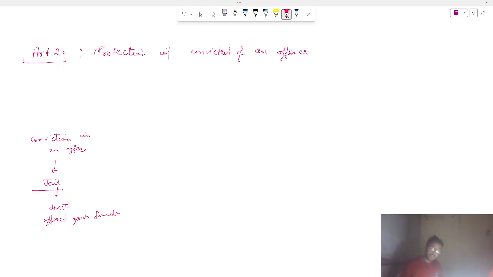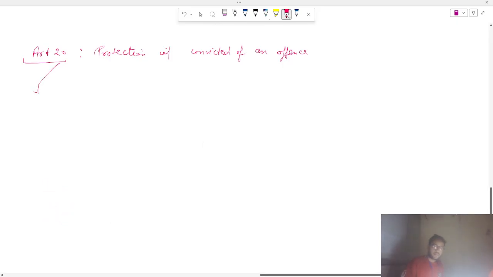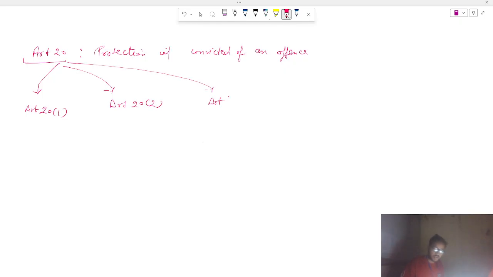So in Article 20 there are three clauses: Article 20 clause 1, Article 20 clause 2, Article 20 clause 3.